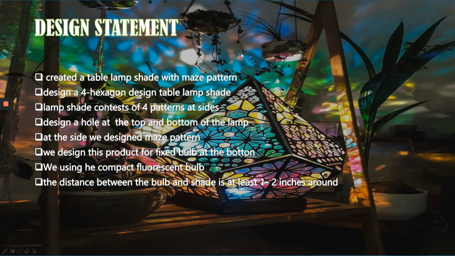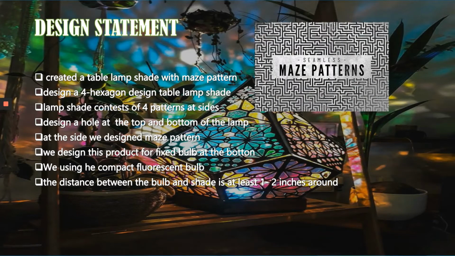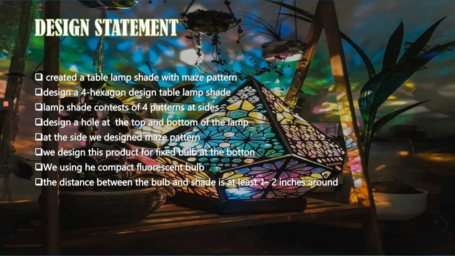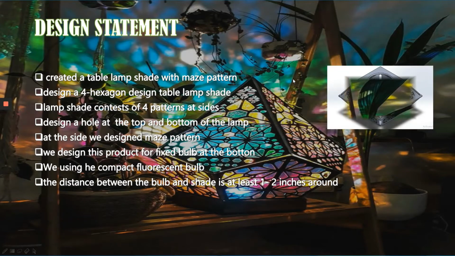Okay, what is a mesh pattern? A mesh pattern is like a QR code bar pattern. We designed a hexagon design table lampshade. Here is a picture of the hexagon design lampshade. First side, second side, third side, fourth side. The lampshade consists of 4 patterns at the sides. So every side is complete with the mesh patterns.